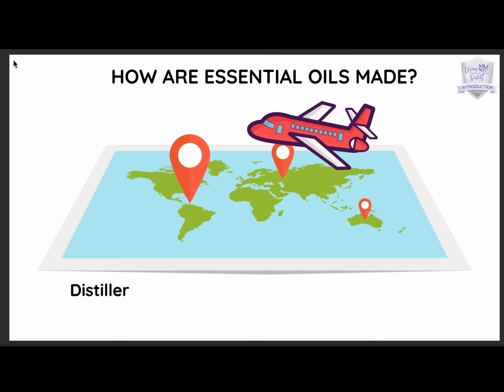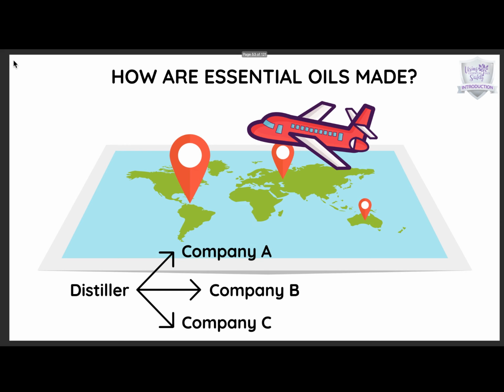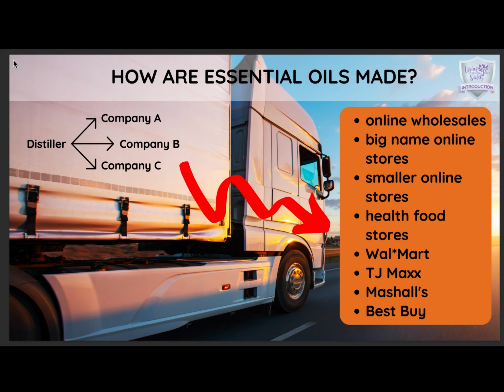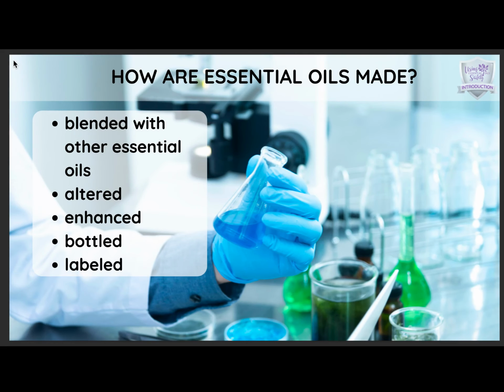Distillers will have their product flown out to various parts of the world, and they are shipped to various large companies, and from there, these companies distribute to smaller companies, stores that are online or offline, and these are where we purchase them from. They can then be blended with other essential oils, they can be altered, enhanced, and then they are bottled and labeled.